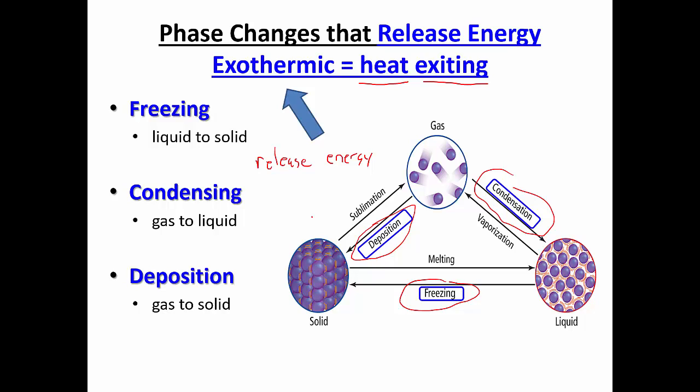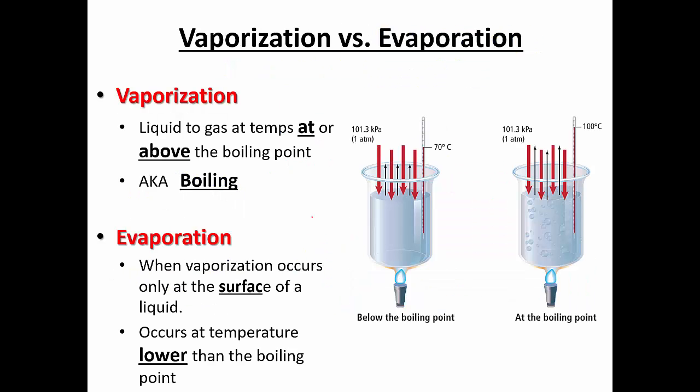So those 6 phase changes are what we need you to know. Vaporization versus evaporation: both of these are liquid to gas. Vaporization is at or above the boiling point. When we think about air pressure pushing down versus when we heat something up, if we're below the boiling point, say 70 degrees Celsius, we're still going to get some water that leaves, but a lot more stays in the container because of air pressure pushing down.